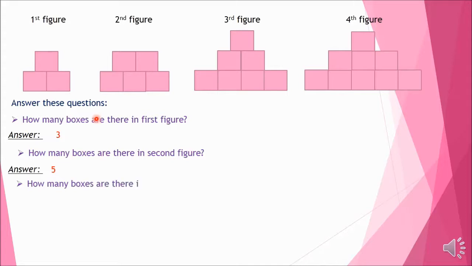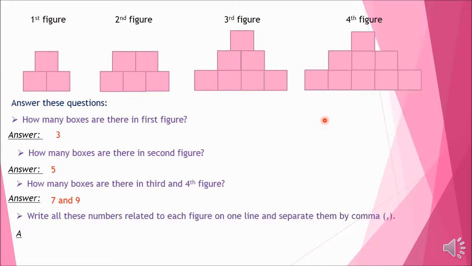So how many boxes are there in the third and fourth figure? You can easily answer it: 7 and 9. 1, 2, 3, 4, 5, 6, 7, 8, 9: 7 in the third and 9 in the fourth figure. Now all these numbers can be grouped together and written on a single line. So the question is, write all these numbers related to each figure on one line and separate them by commas. The answer is 3, 5, 7 and 9.